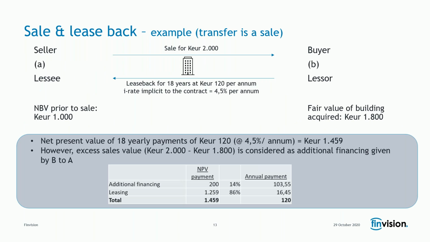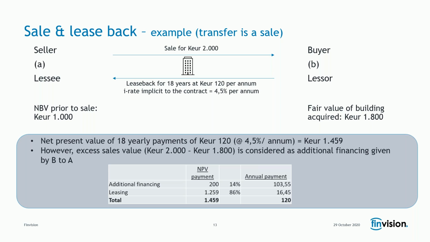Example here. The seller lessee will sell a building for 2 million euros and it has it in the books for 1 million euro at that moment. Subsequently, there is a leaseback foreseen for 18 years at 120k per year, and there is an implicit interest rate of 4.5%. The fair value of the building is considered to be 1.8 million. So let's first make a number of basic calculations we need to use. The net present value of the yearly payments of 120k is 1,459,000.